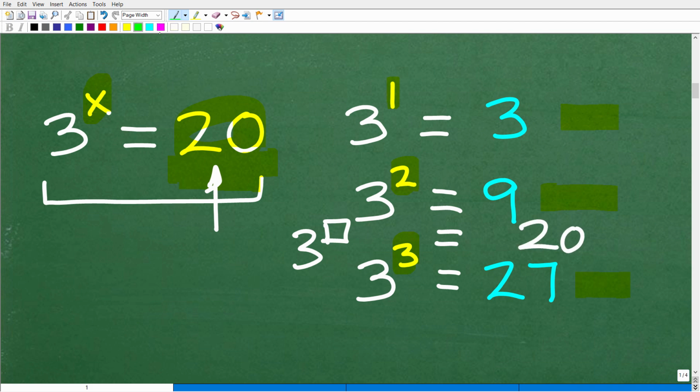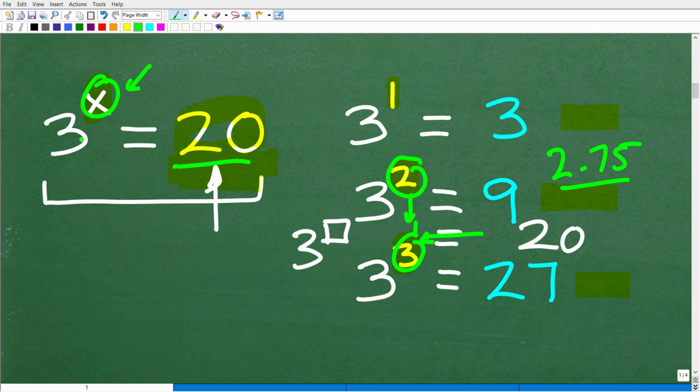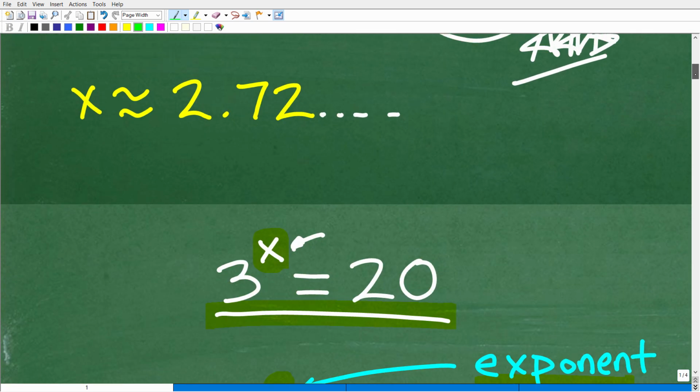Okay, so what can we conclude here? Well, hopefully you can see that our power is going to be greater than 2 but less than 3, and probably a little bit closer to 3. So if I was going to take a guess, maybe like 2.75. Now, what someone could do just by using common sense is a guess and check method, and just keep testing numbers until they get pretty close to 20. 3 to some power, of course, is going to be some sort of decimal until you get pretty close to 20. But that is a common sense guess and check approach.